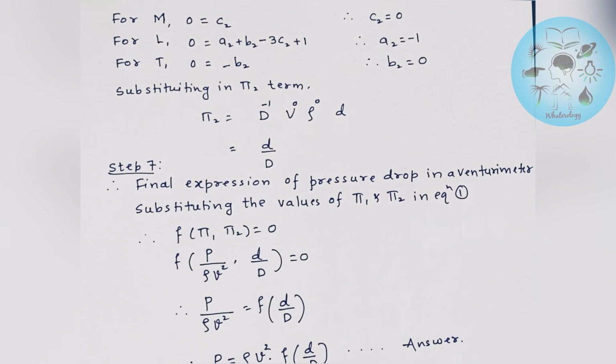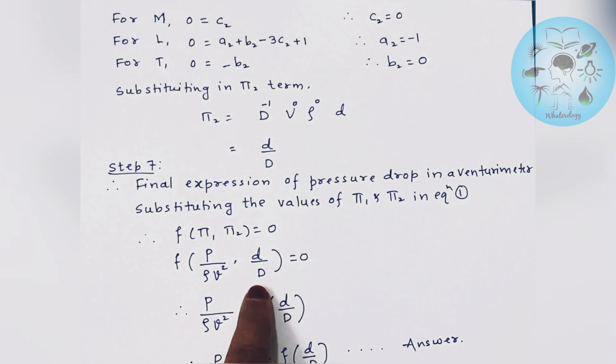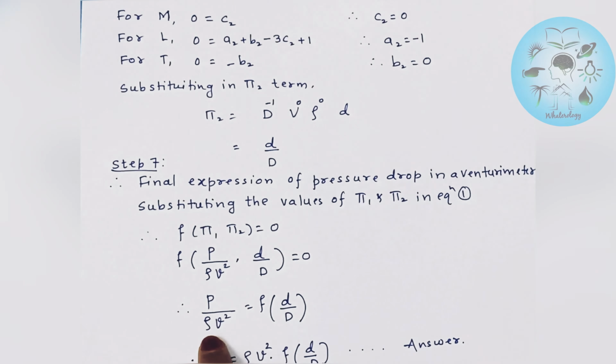After knowing both the pi terms, lastly we will substitute all those pi terms in equation number 1, which we wrote earlier. I have substituted both the pi terms, pi 1 and pi 2. Here in this step I have just rearranged the equation. This portion I have kept as it is on the left hand side, and this parameter I have taken to the right hand side as it is, because it is a function. That's why we can take it as it is to the right hand side.